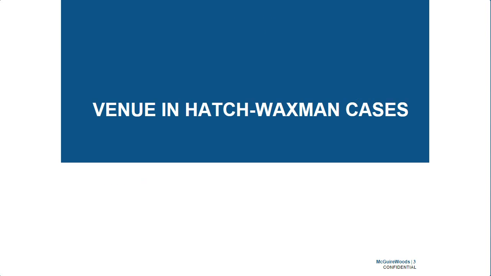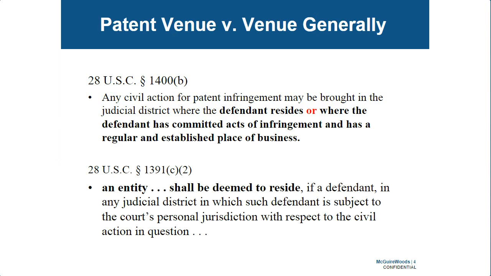All right, so if you're aware of civil litigation, there are actually two venue statutes, at least at one time, for patent cases. One is a venue specific for patents, which is 28 U.S.C. 1400, which basically says any civil action for patent infringement may be brought in the judicial district where the defendant resides or where the defendant has committed acts of infringement and has a regular and established place of business.